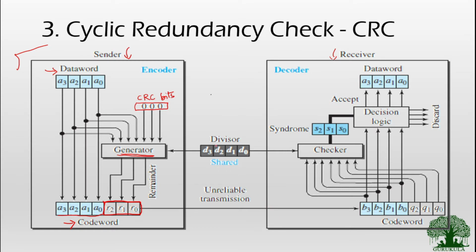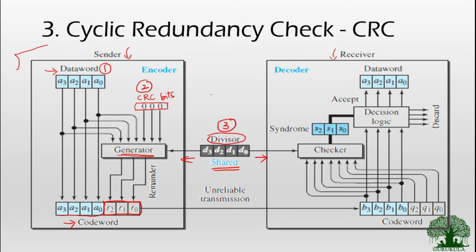And then we will have a third part, that is what we call a divisor, which is commonly shared between the transmitter and the receiver. So these are the three important components which we need to perform a CRC at the transmitter side and the receiver side. The first one is the data bits, the second one is the CRC bits, and finally the third one is the divisor to perform the long division method.